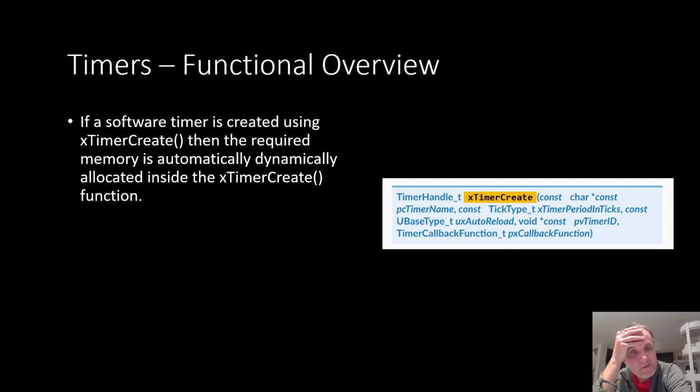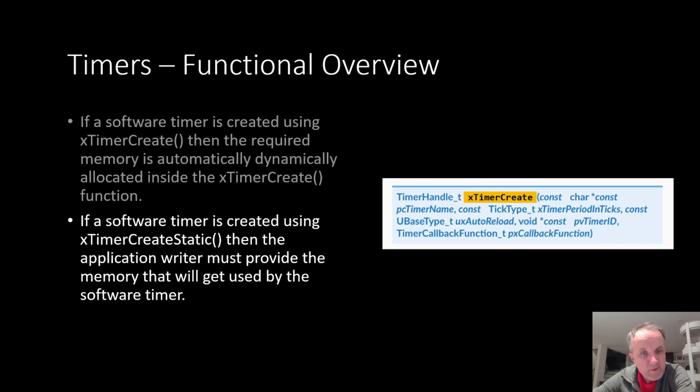Okay, so if the software timer is created using xTimerCreate, then the required memory is automatically and dynamically allocated inside the xTimerCreate function. If a software timer is created using xTimerCreateStatic, then the application writer must provide the memory that will be used by the software timer. That's a little subtlety we don't really have to dig too much into.